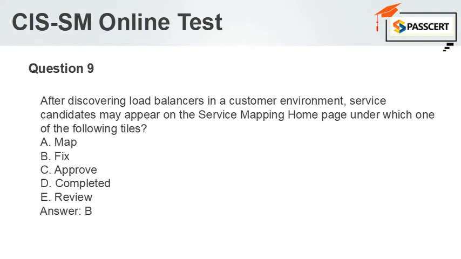Question 9. After discovering load balancers in a customer environment, service candidates may appear on the service mapping homepage under which one of the following tiles? A. Map. B. Fix. C. Approve. D. Completed. E. Review. Answer: B.